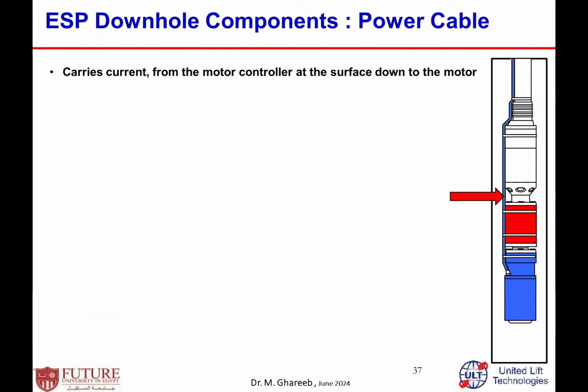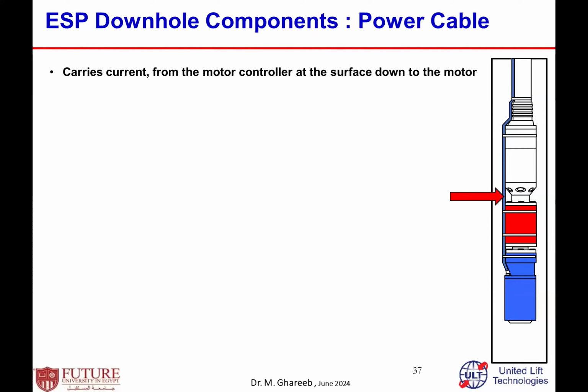Another part downhole is the motor cables. The motor cable carries the power, carrying the current from the motor controller at the surface to the motor down in the well. This is the main function of the cable. But in order for this cable to transfer the power from surface to the motor, this cable should be suitable for that power which will be transferred. Suitable based on what?